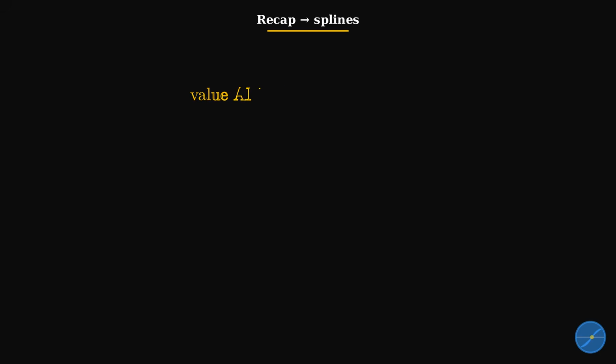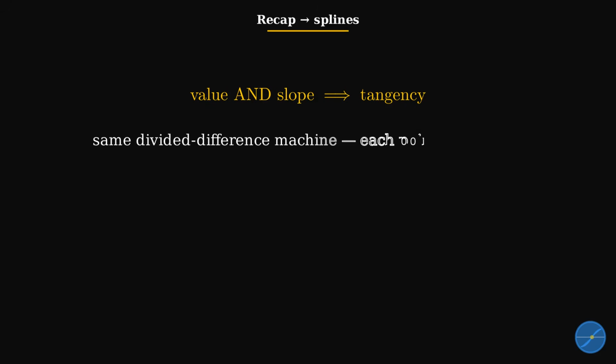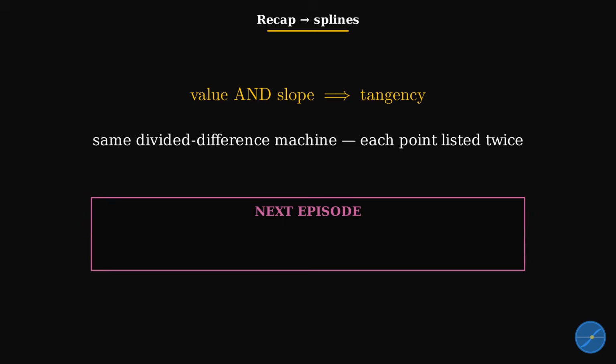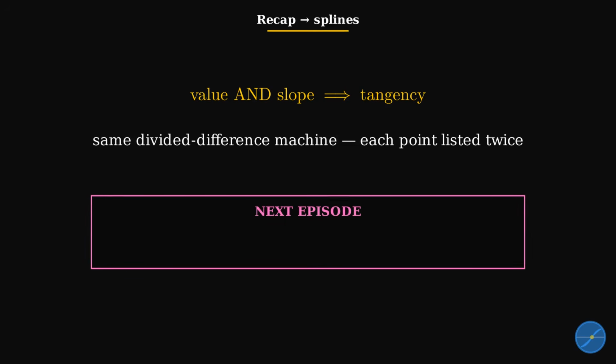So match the value and the slope, and the fit is tangent at every point. And it's the same divided difference machine we already own. Just list each point twice. Next time, one big polynomial can wobble. When one polynomial is not enough, stitch many.